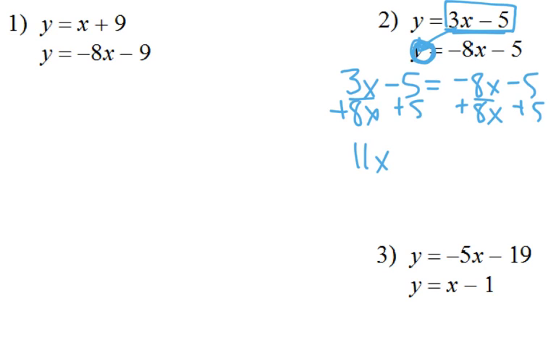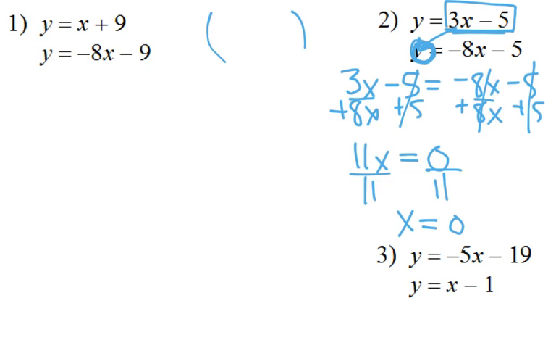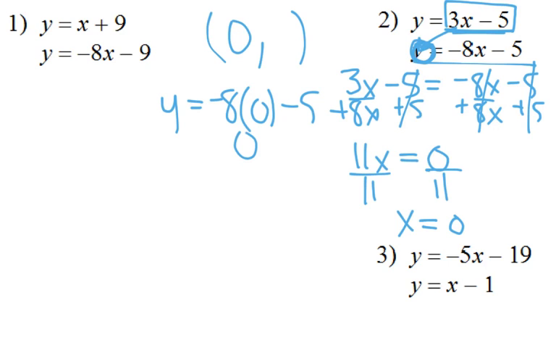And we get 0, because those cancel out and those cancel out. That canceled out and gave us 11x. Whenever we divide 0 by anything, it's 0. So my x value is 0. So if I'm looking at that answer, somewhere on the y-axis it's going to intersect. Okay, to find that y value, we take our equation and say y equals negative 8 times 0 for x minus 5. So we get negative 5 equals y.